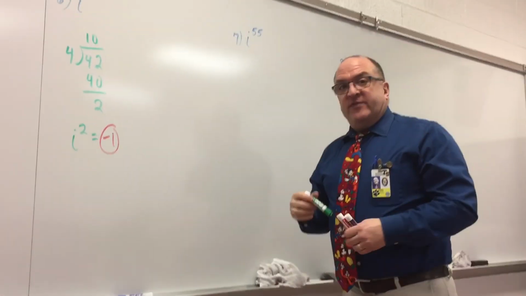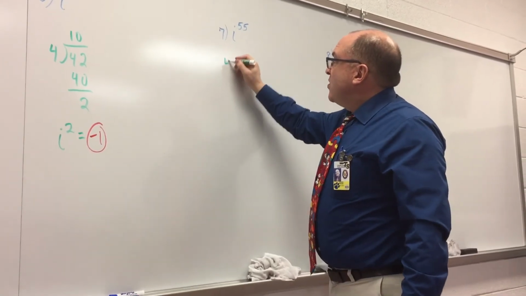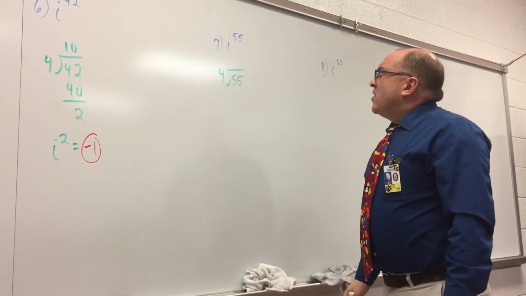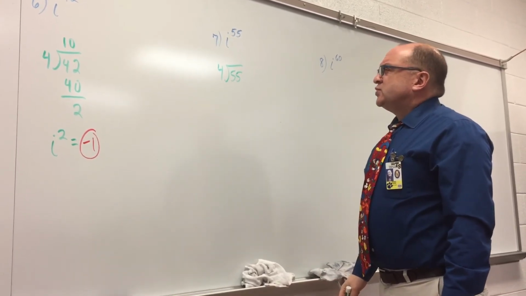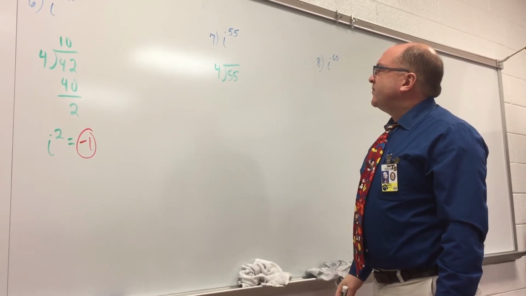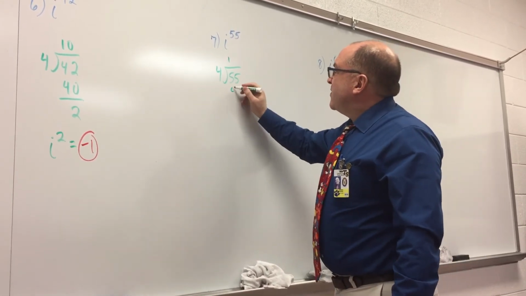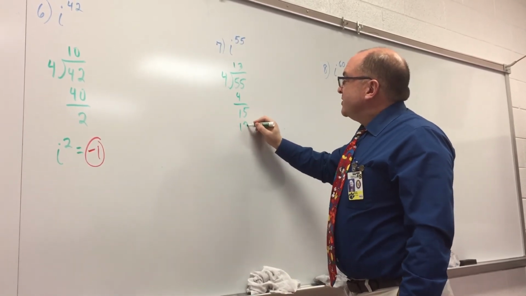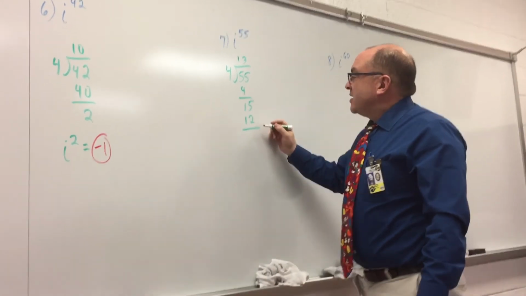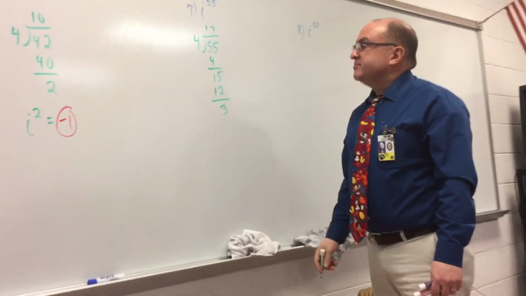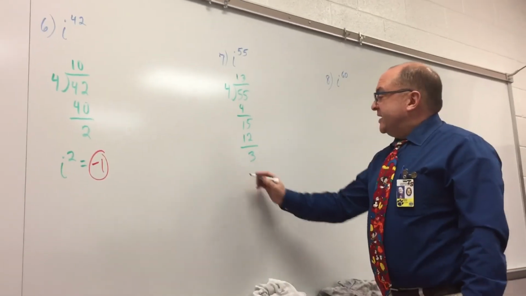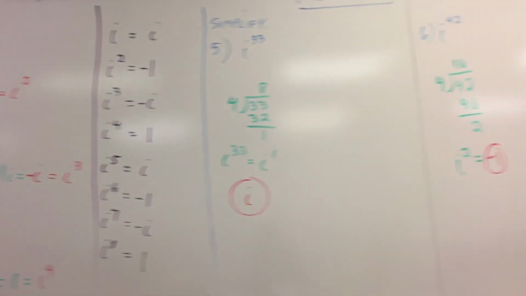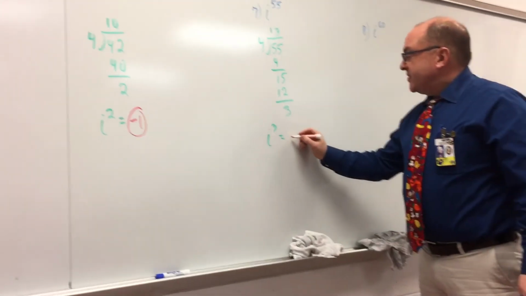How about i to the 55th power? How many times does 4 go into 55? Well, let's see this. 1 times 4 is 4. 4 times 3 is 12. Okay, and your remainder is 3. Meaning, it's the same as i to the third. What's i to the third? i to the third is negative i. That's your answer.